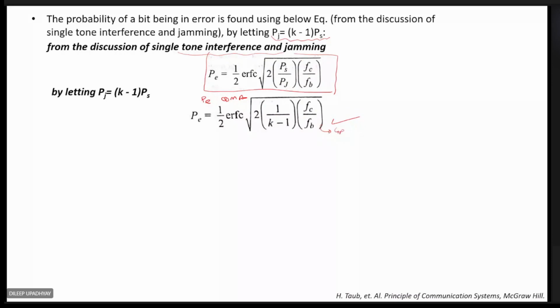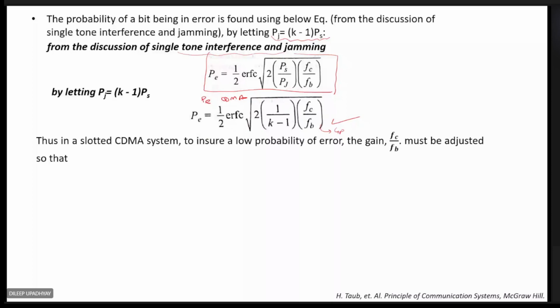In this case also, we prefer to have the processing gain as high as possible to minimize the probability of error. Or we can derive another condition: if this factor is much greater than 1, then the probability of error will be less. From that we derive the condition that if fc by fb divided by k minus 1 by 2 is much greater than 1, then definitely the probability of error will be less. So it is given as fc by fb much greater than k minus 1 by 2. This condition should be satisfied to minimize the probability of error.